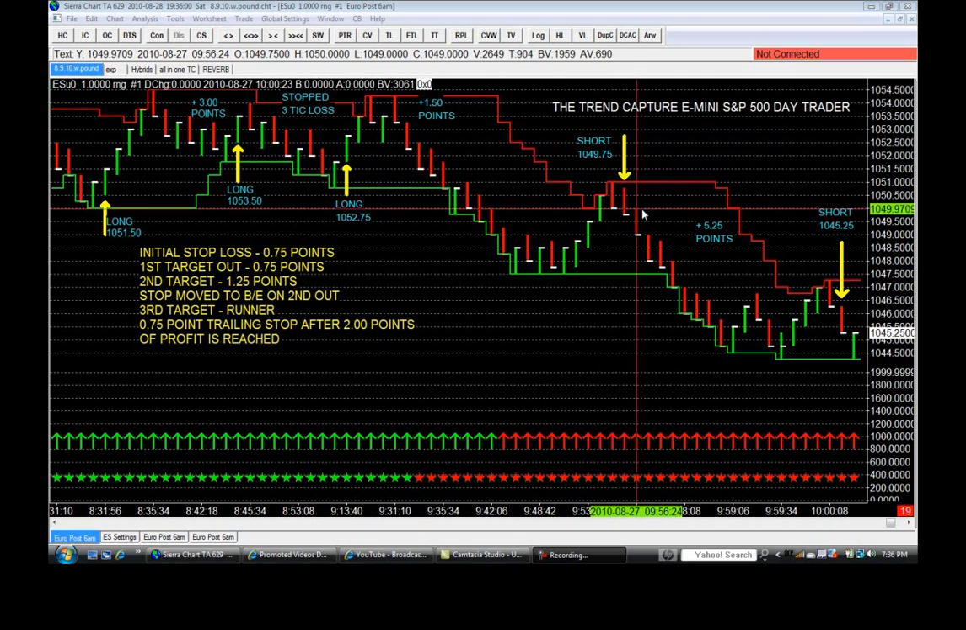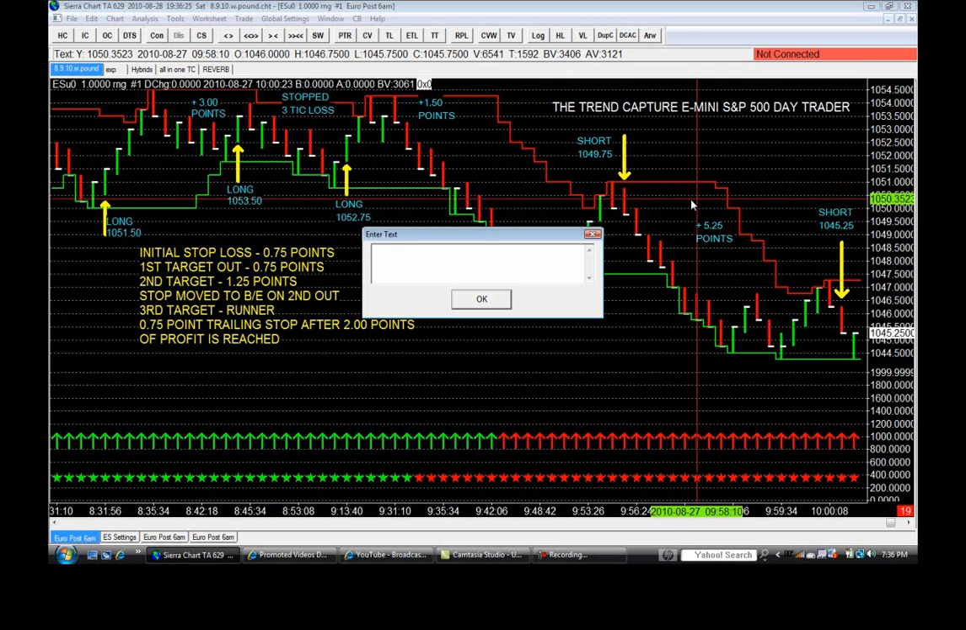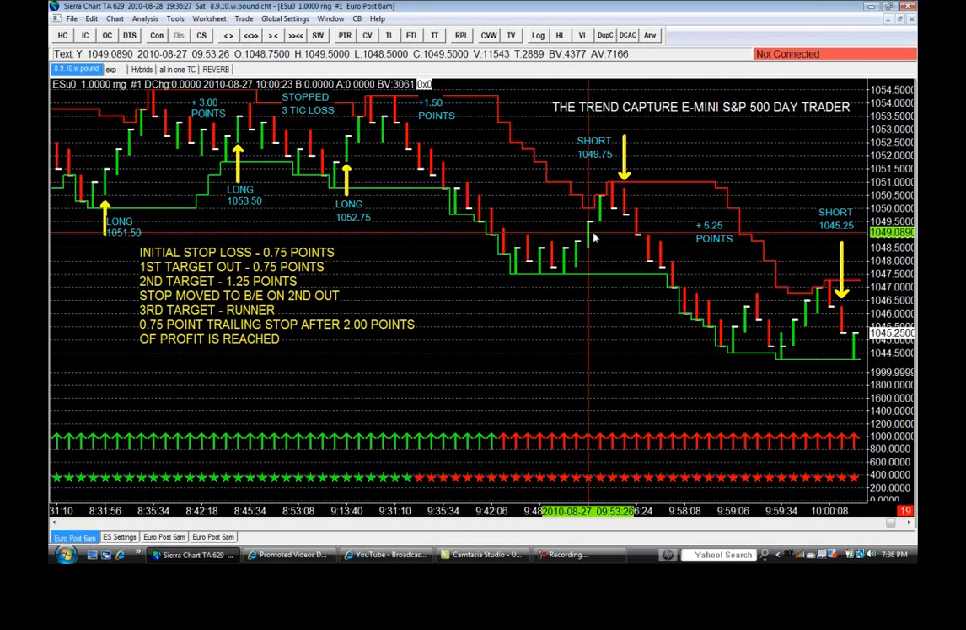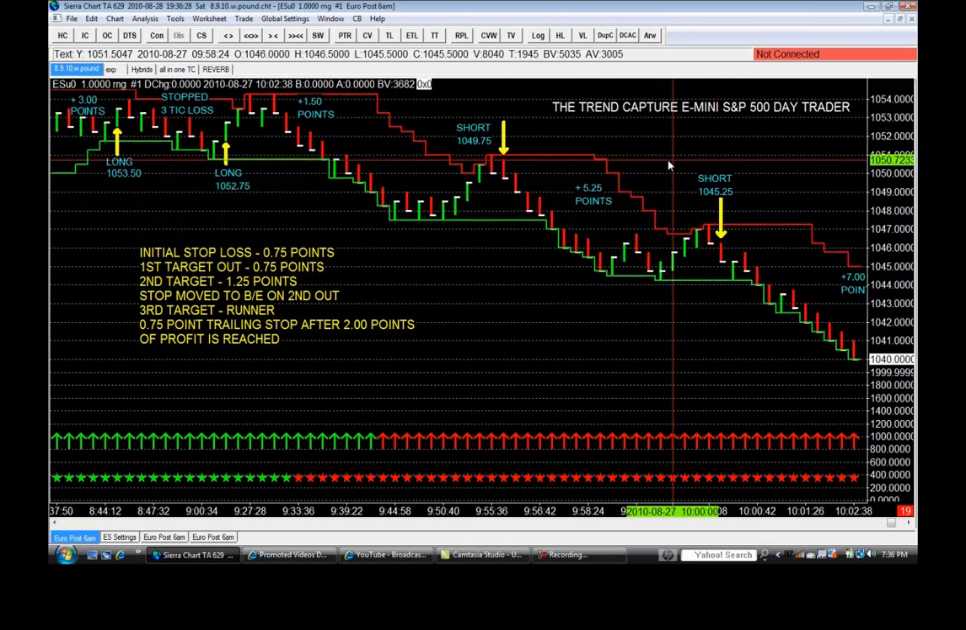Your next was a short entry at 10:49.75. As you can see, you touched the upper red channel, reversed and closed down near the low with the bar, and both of your flow indicators are red. Then we wait for the next bar to finish forming. If it agrees with the trigger bar, we enter, and this agreed with the trigger bar. That was good for 5 1/2 points from the entry to the low for the move.